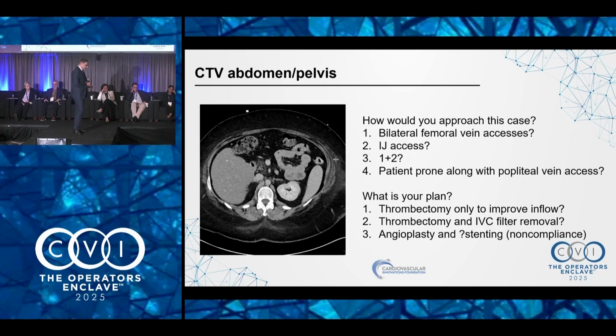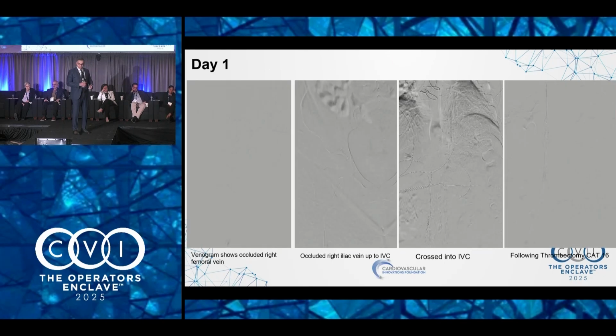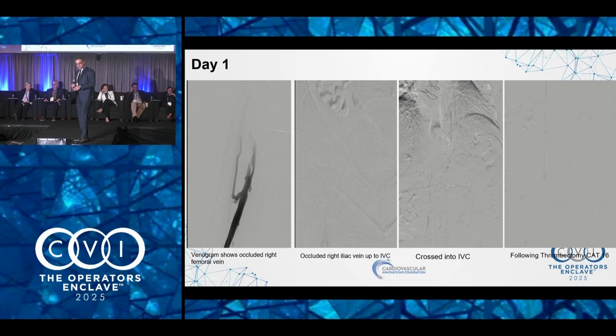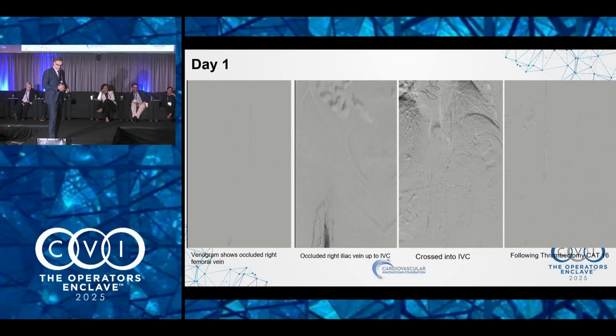Thrombectomy was high on my differential for her. So that was the CT here. Okay, it's fine. Now, on the first day, I did a venogram through the right popliteal vein. You can see some clot up in the cranial part of the femoral vein. And on the second one, you see occluded right iliac vein up to the IVC.